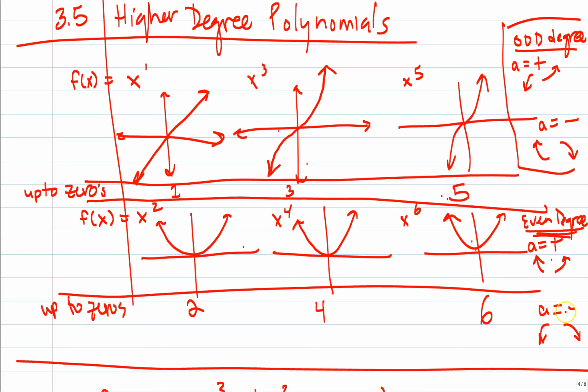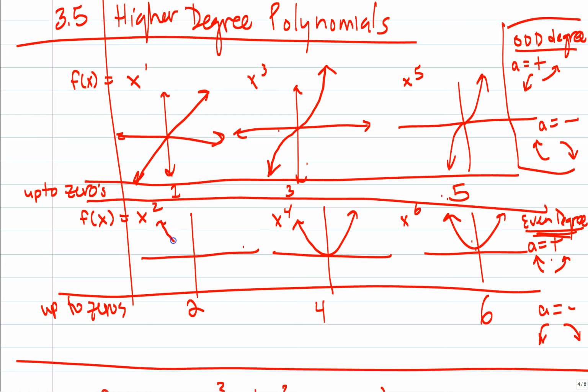Unless the a is negative. If the a is negative, what that does is it creates a reflection, so it begins down and it ends going down. But for an even degree function, the beginning and the ending behavior will be the same. Up to how many zeros? We said look at the degree. An x squared can have up to two zeros. The way I've drawn it, it only has one, but keep in mind that it could go below and give us up to two, okay?